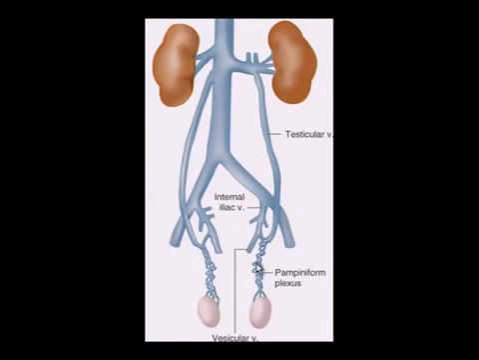You'll notice that these veins drain into the testicular vein, and on the left side the testicular vein drains into the left renal vein, whereas on the right side the testicular vein drains into the inferior vena cava. This is why, if there's a retroperitoneal tumor, you may have a varicocele, because that tumor may compress the testicular vein, leading to backup of blood inside the scrotum, causing a varicocele.